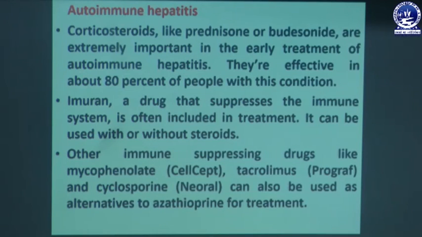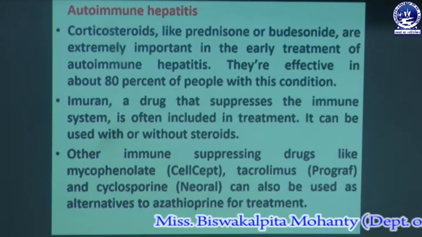Other immune suppressing drugs like mycophenolate or CellCept, tacrolimus or Prograf, and cyclosporine or Neoral can also be used as alternatives to azathioprine for treatment. There are different medications that suppress the immune system, which we can include in the treatment of autoimmune hepatitis.